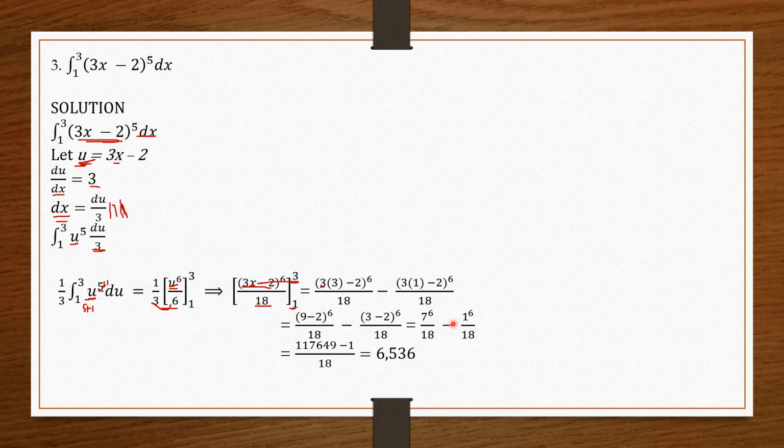If I subtract, I have 7 to power 6 over 18, and 1 raised to power 6 over 18. So I will now find 7 raised to power 6, and you have 117,649. And 1 raised to power 6 is 1, all over 18. If you divide, you have 6,536. So try it out and you will get the same answer.